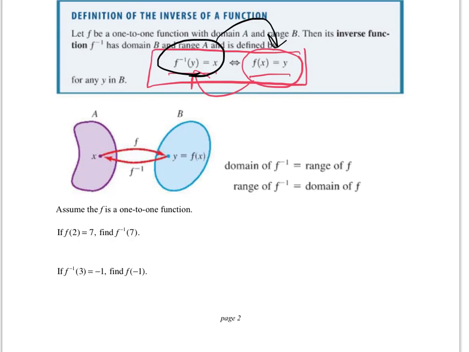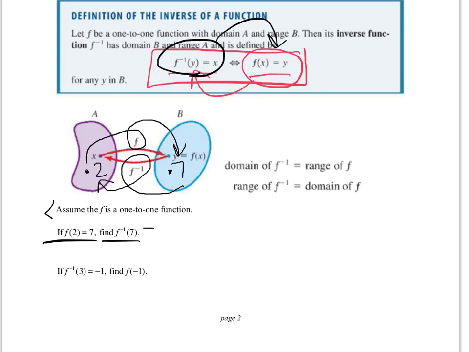So let's see what happens if we assume that our function f in these examples is a one-to-one function, and we know that f of 2 is 7. So think about the diagram. Here's 2, and we're going to do f of 2, so that's going to place 7 over here. So when you do f of 2, you get 7. So what does that mean f inverse of 7 is? Well, when you do f inverse of 7, since f inverse is the inverse of f, you should get back to 2. So f inverse of 7 is 2.